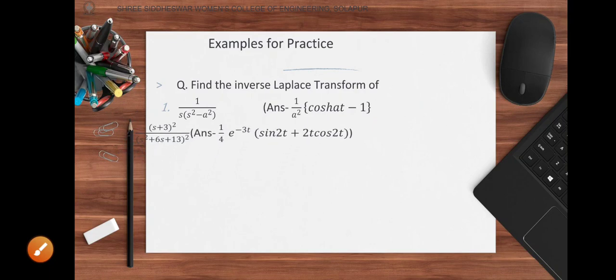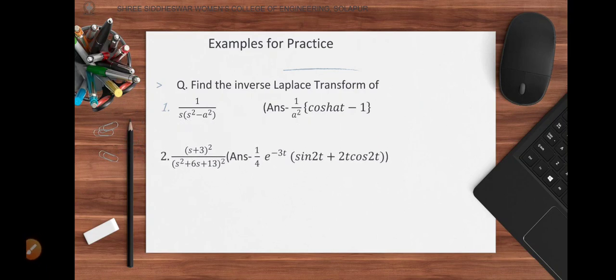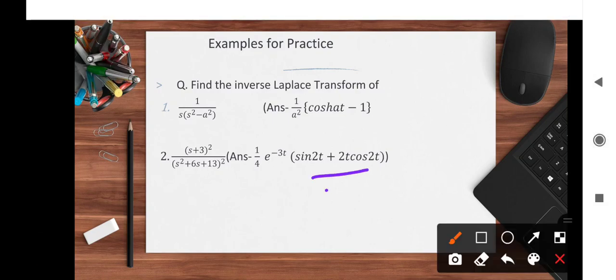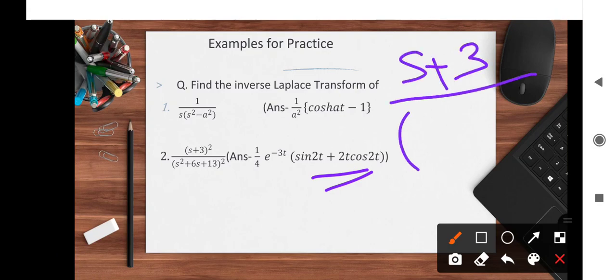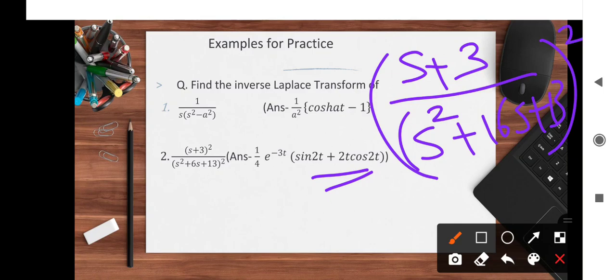The second example is similar to the second solved example of this video, and you may verify your answer with this one. Here this is nothing but s plus 3 upon s square plus 16 s plus 13 bracket square. So this is your f1 bar of s and also f2 bar of s. While finding the inverse of f1 bar of s and f2 bar of s, you have to first apply the first shifting theorem of inverse transforms, and then you will get the answer finally after applying the convolution theorem.